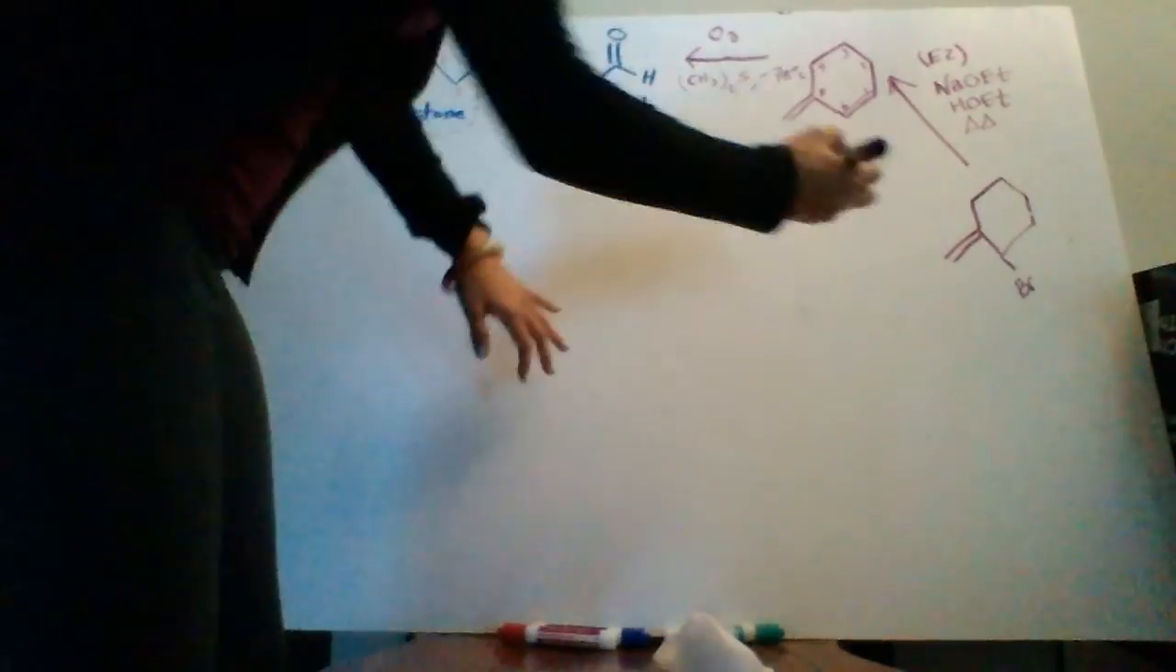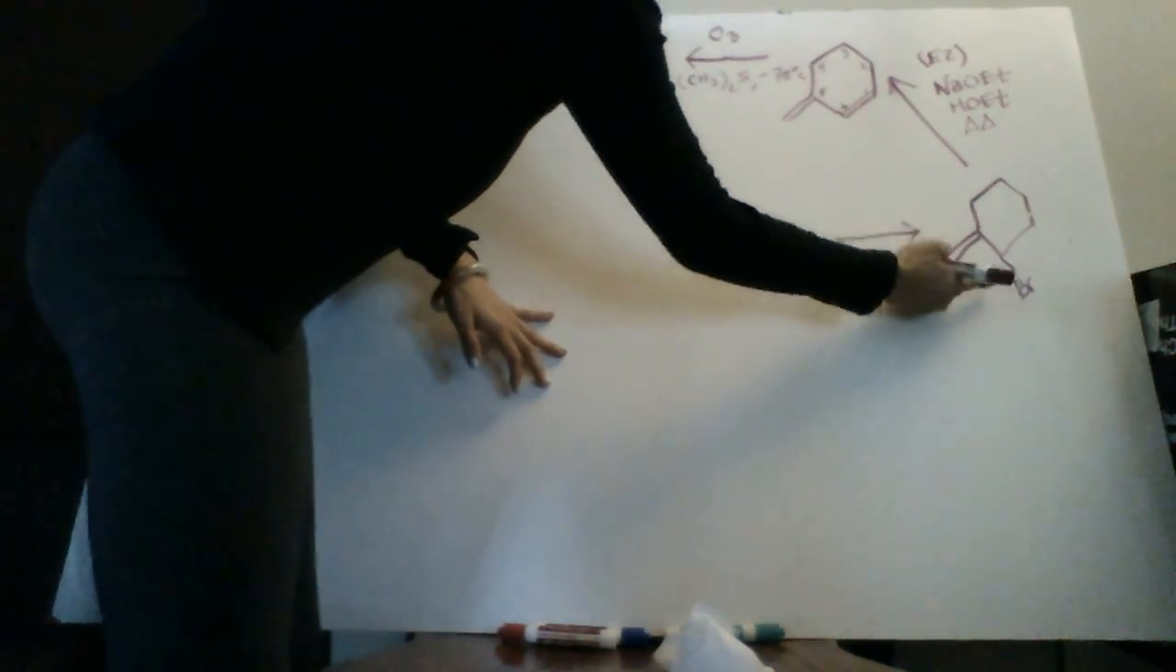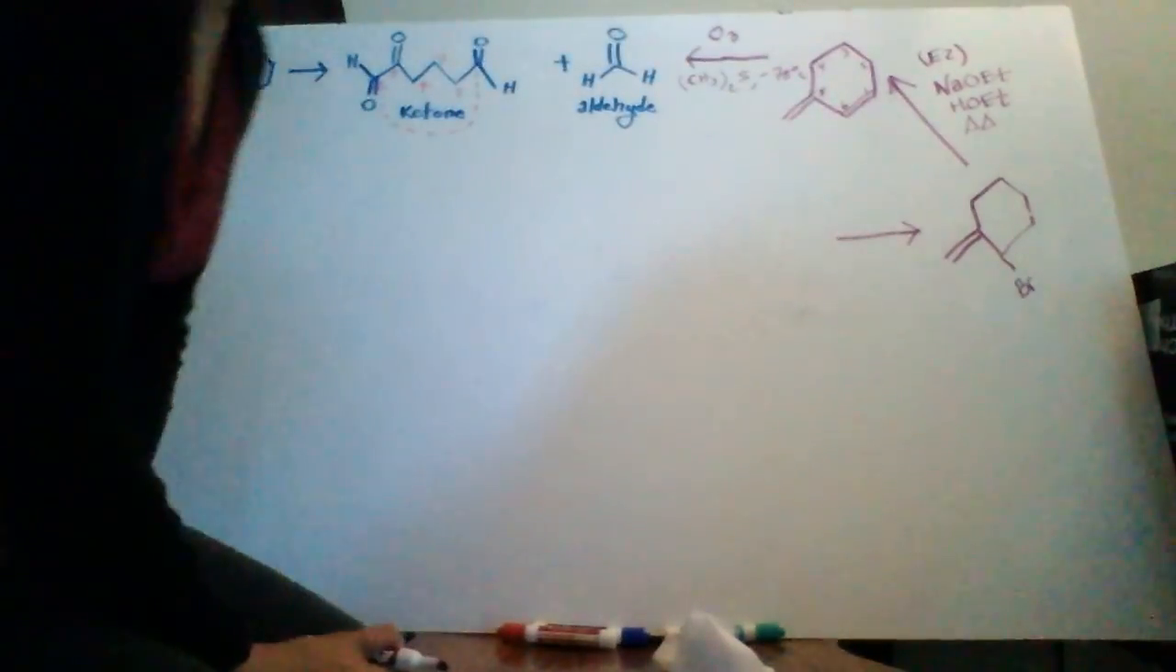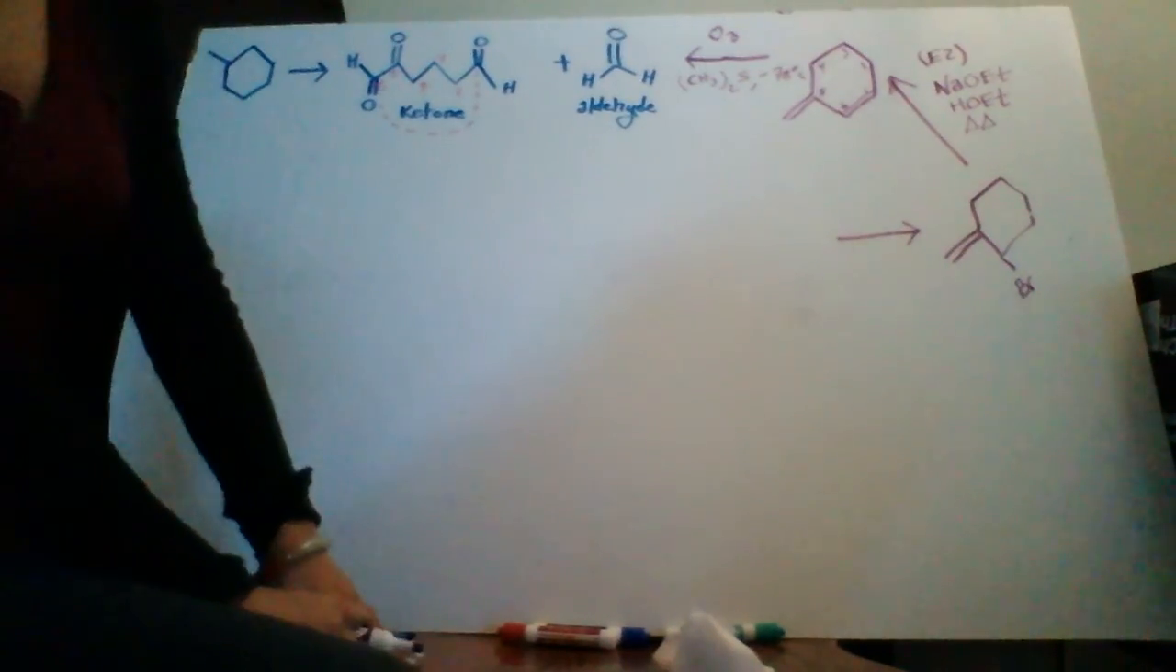All right, so now I know how to get to this molecule. I need to figure out how I formed this. So how did I get the halogen in there in the first place? We have several ways to add halogens.